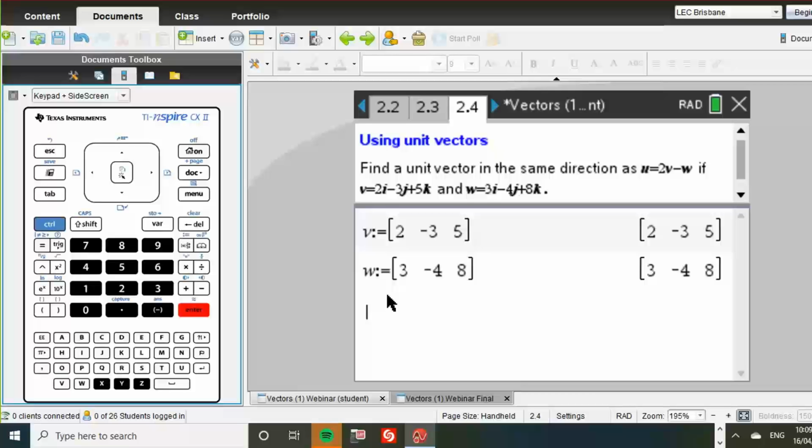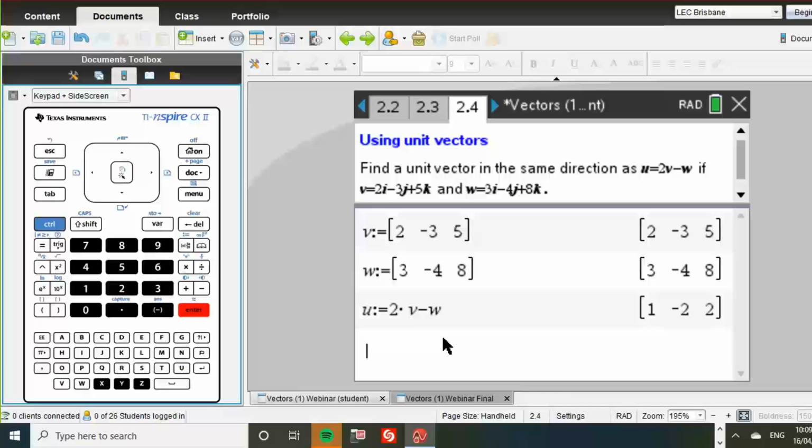Now what we want to do is form U. So U can be assigned to be 2V minus W. Press enter. And we see there that that's our vector U. The way to read this is it's I minus 2J plus 2K. So it's performed the vector arithmetic for us.